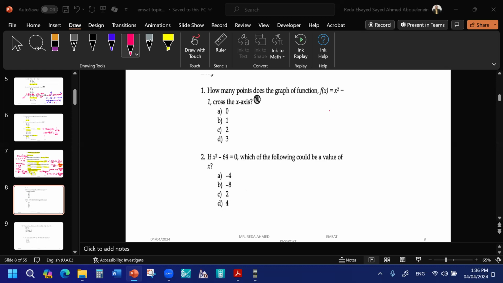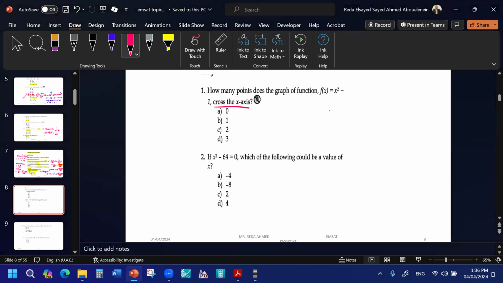How many points does the graph f of x equals x squared minus 1 cross the x-axis? He asks about the x-intercept. The x-intercept you can find using the calculator. We can check together.